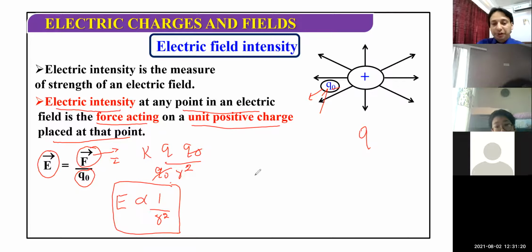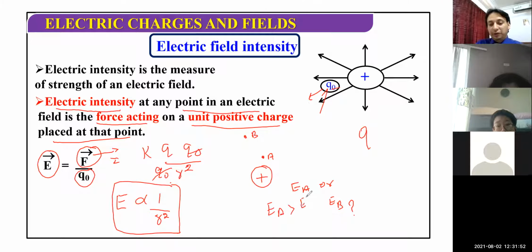I hope that is clear. Let me take another example, children. This is our positively charged body. About this positive charge there is a field, a space that is called the electric field. If I take two points again, point number A and point number B, at what point is the electric field stronger? At point A or at point B? Any student? At what point is the electric field stronger? You tell me. Is EA greater than EB, or EB?